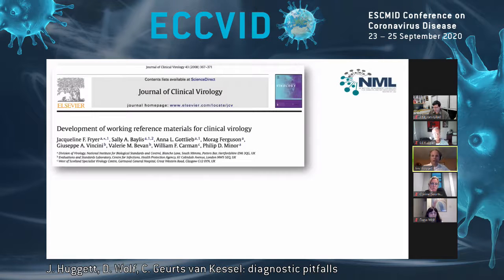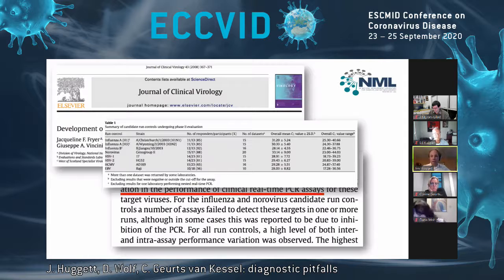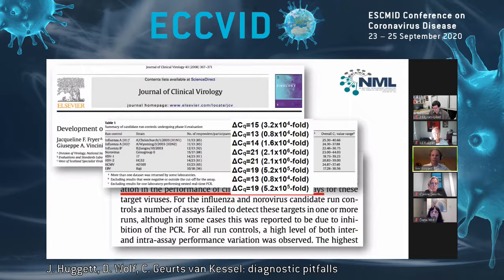Work by Jacqueline Fryer and Phil Miner at the NIBSC has shown this very clearly. When looking at non-calibrated viral measurements, you get vast differences in the quantification cycle. So nothing here is new, and we should be expecting this.